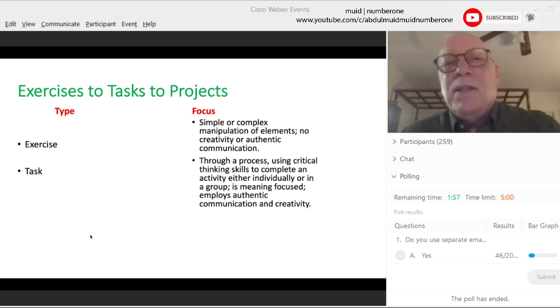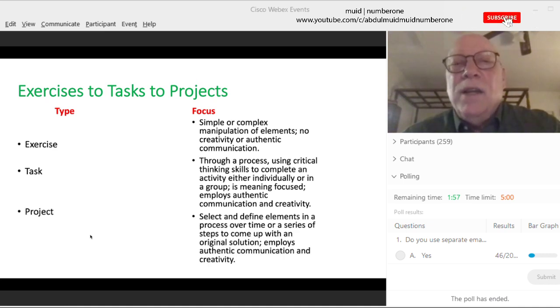You can build something. It's going to ask them to find a piece of information, write about it, and then share that. So there are different things that you can do with tasks. The task employs authentic communication, meaning their words in their way, and creativity. These are really good things to do, especially in the online learning situation.